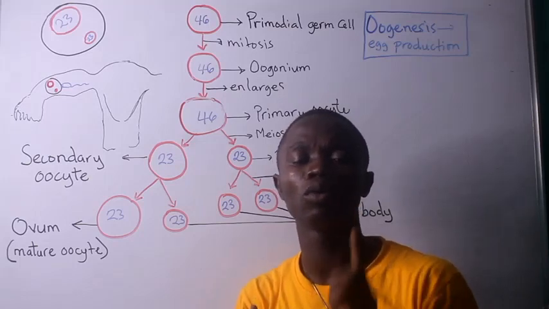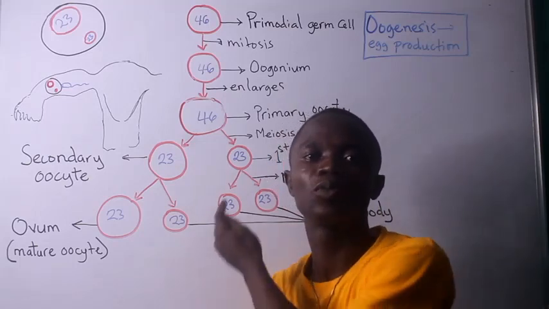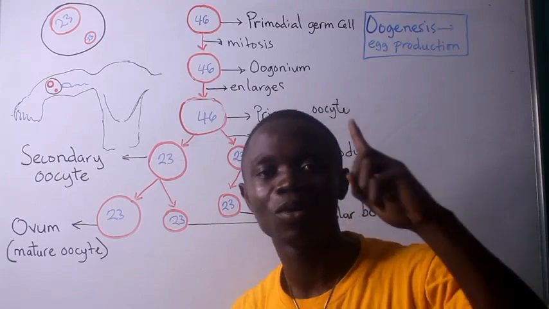Whenever the primary oocyte divides unequally, the smaller cell is called the first polar body.